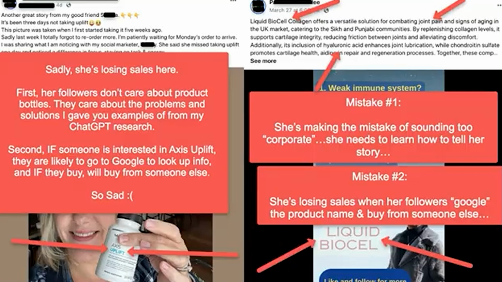Mistake number 1, she's making the mistake of sounding too corporate. She needs to learn how to tell her story. Mistake number 2, she's losing sales when her followers Google the product name and buy from someone else. The dots are giving me like passive aggressive and not professional, but maybe that's just me.